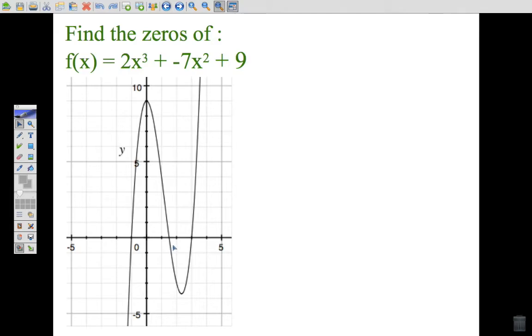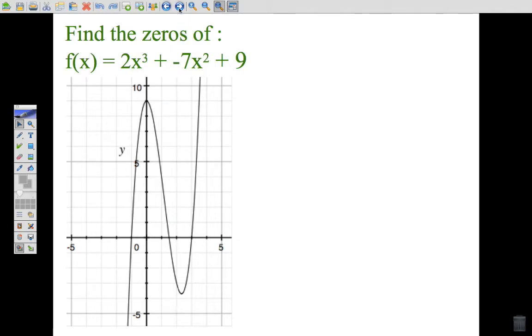Why don't we see this third one? Because it's not an integer. The x here is not an integer. It's something in between 1 and 2. So how do we find what that number is? Well, it's the whole reason we learned about synthetic substitution and synthetic division.